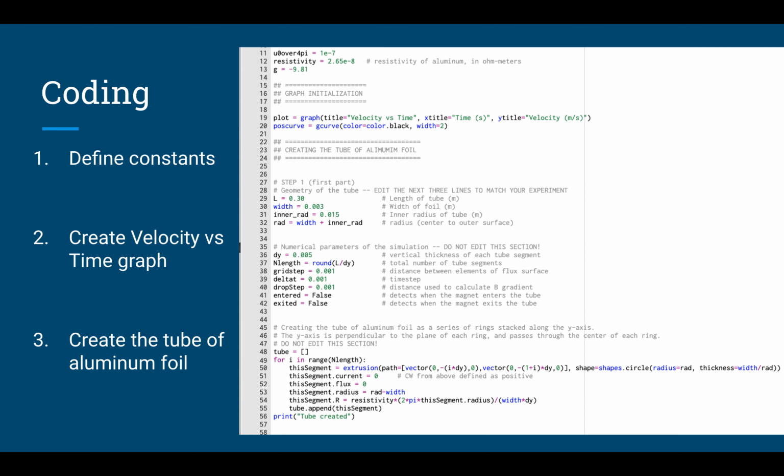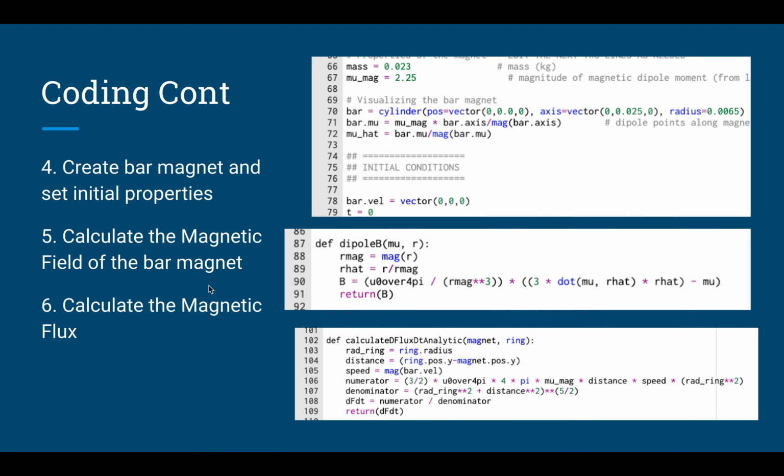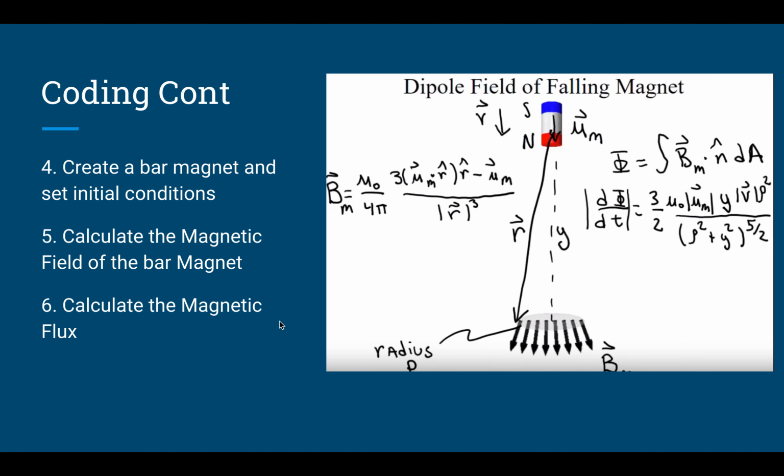So here's my code. First, I set up my constants, and then I created a velocity versus time graph, and finally I created the tube of aluminum foil, which was just a stack of non-interacting conductive rings. And then when I created the bar magnet, I set the magnetic moment of the bar magnet here, and I calculated that using my magnetometer app. Then I calculated the magnetic field at a position relative to a bar magnet, and we can describe the bar magnet's field using this expression here.